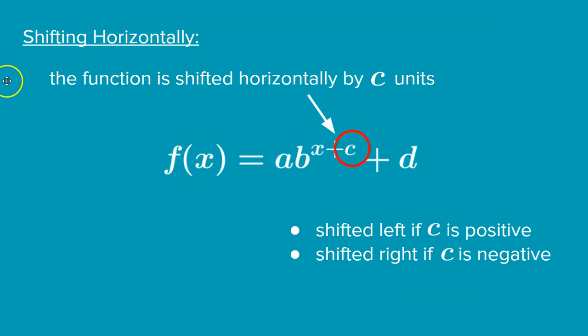Next, we can look at shifting horizontally. A function is shifted horizontally by c units, and our c term is in the exponent. So we have b to the x plus c. Now this is kind of confusing because the function is shifted left if c is positive, and shifted right if c is negative, which is a little bit counterintuitive to what you might think on a graph, because typically the positive x direction is to the right. But in this case, if it's shifted right, c is negative.